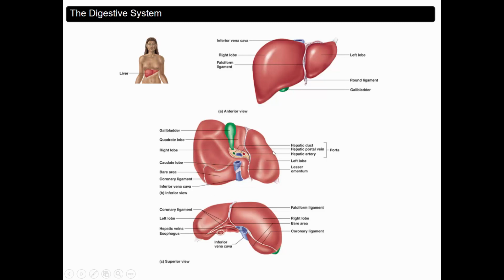This is not my favorite picture, but what we can see is we do have two more lobes. By flipping it over, we see that we still have a right lobe and a left lobe, but sandwiched in between the right and left, we have a quadrate lobe and a caudate lobe.